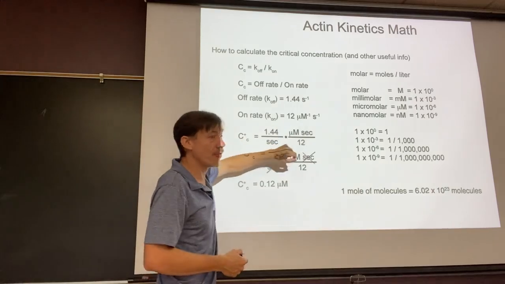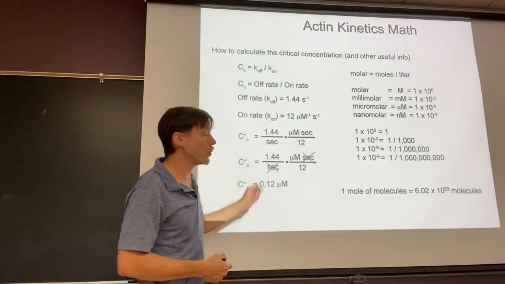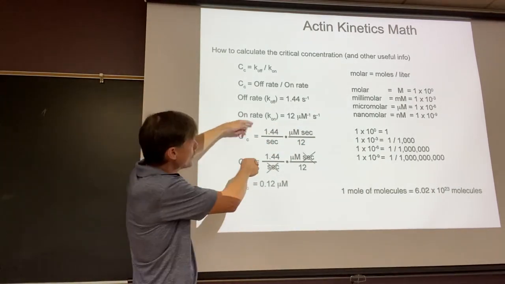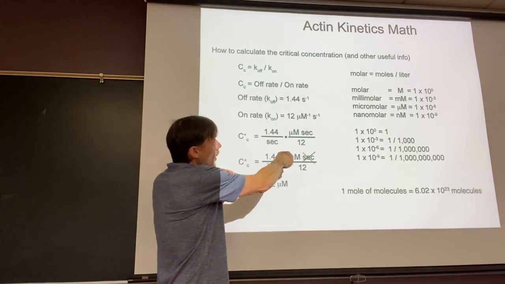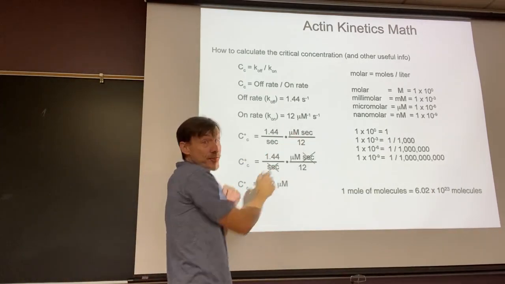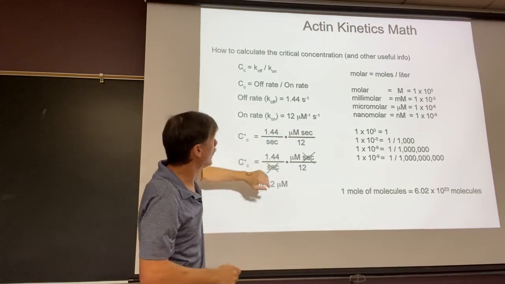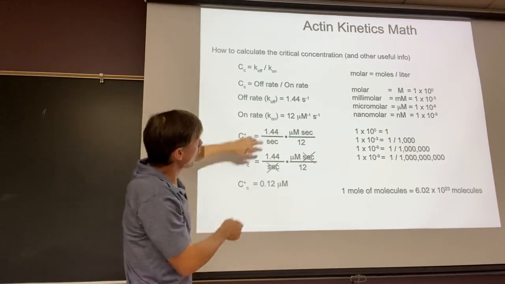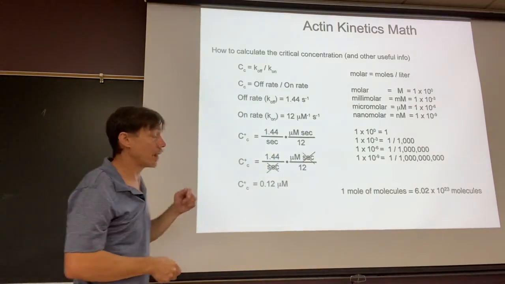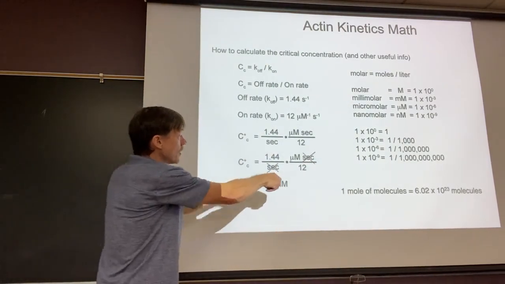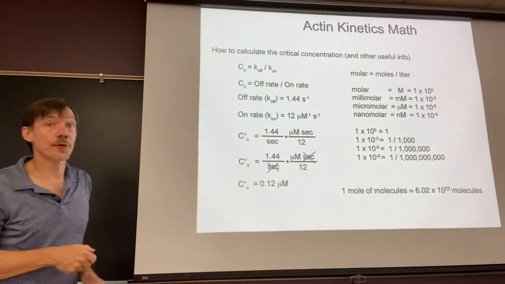So you're going to write things out. You want to write out all of your units. So this is 1.4 over seconds, and then we have our 12 per micromolar per second written like that. Because our on rate is on the bottom, we get to flip that. And then you cross out the seconds and you're left with a critical concentration.